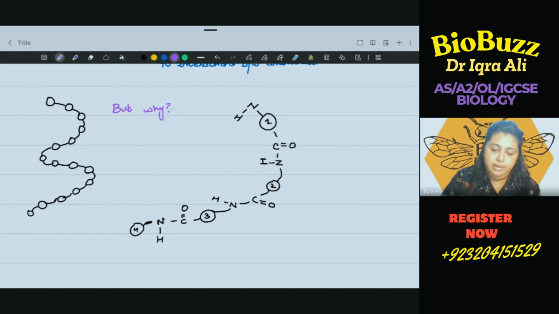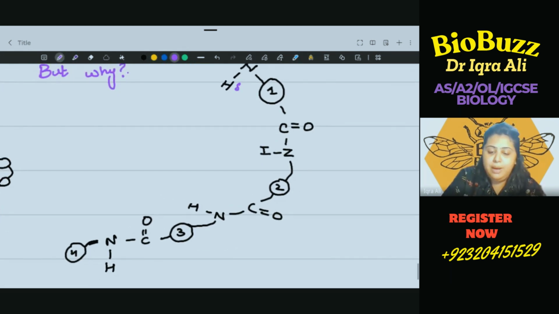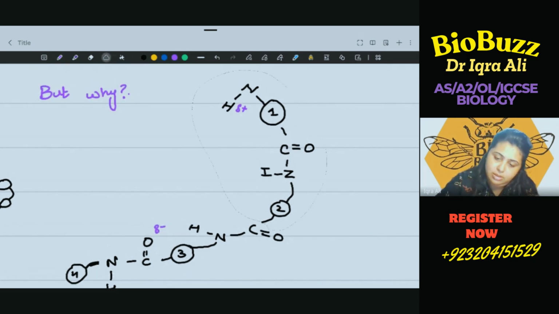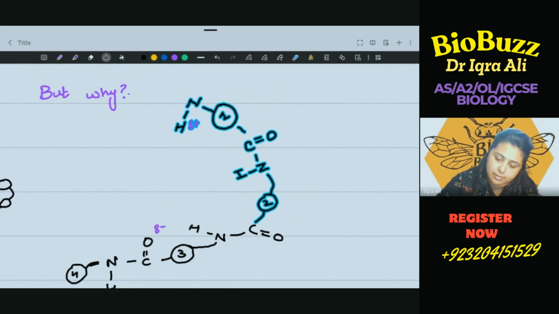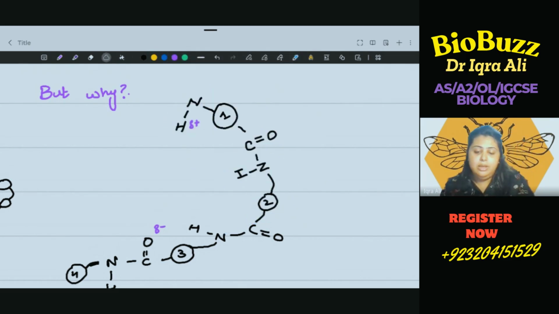Okay, what happens over here is that this hydrogen has a partial positive charge, and this oxygen has a partial negative charge. So if I just coil this section like this, this hydrogen has a partial positive charge and this oxygen has a partial negative charge. So what is going to happen is that a hydrogen bond is going to be formed between the hydrogen of the amino group and the oxygen of the carboxylic group.